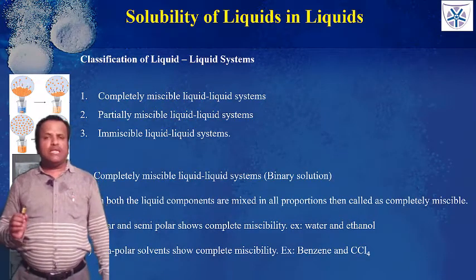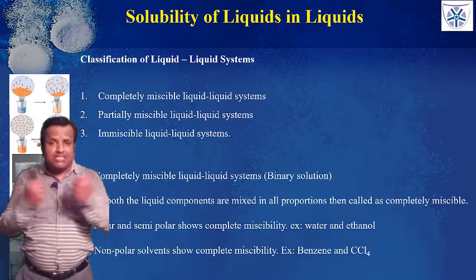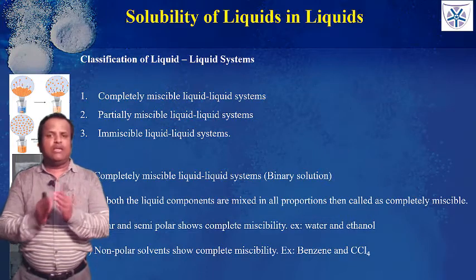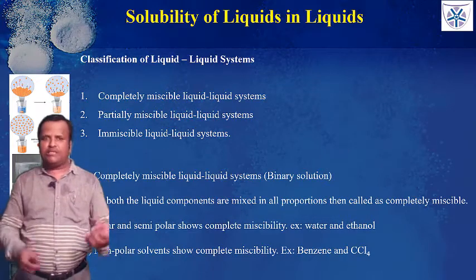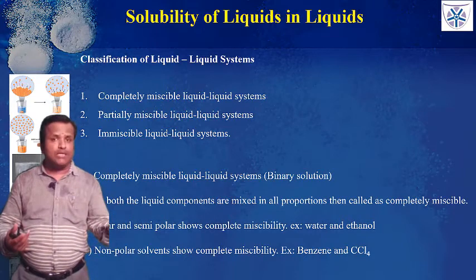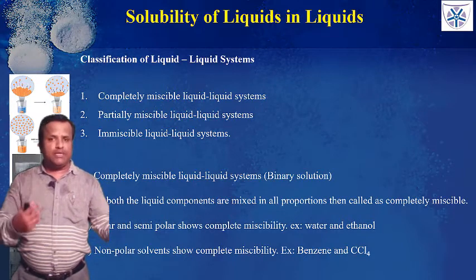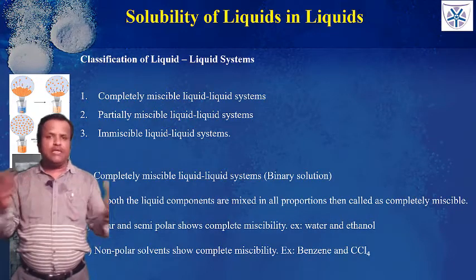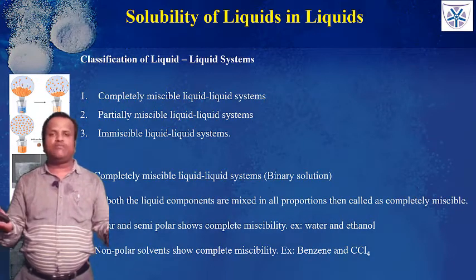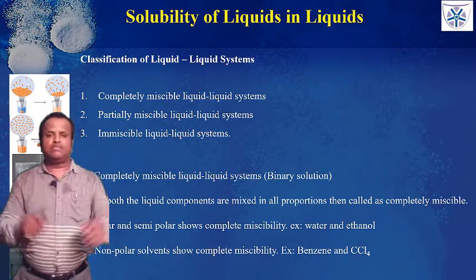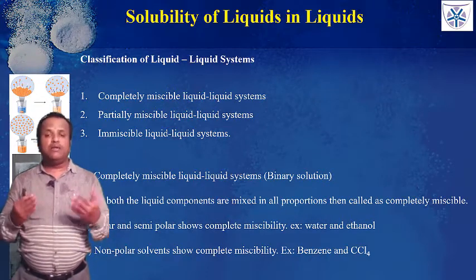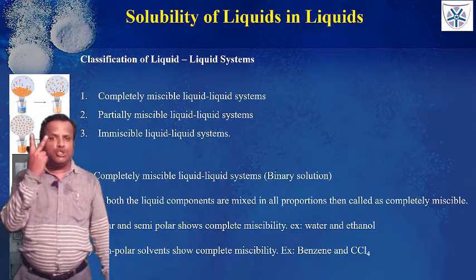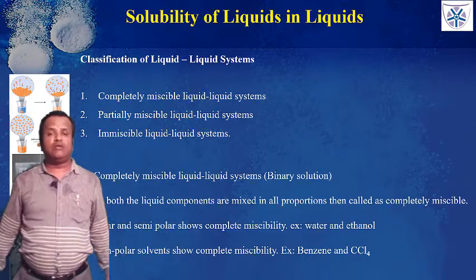Okay, we will look into more detail about the completely miscible liquid system. When both the liquid components are mixed in all proportions, it is called completely miscible. If I take 1% and 99%, or 95% and 5% of liquid A and liquid B, definitely it will mix completely. Any ratio, 50-50, 40-60, will be completely miscible. That is called a binary system. Binary means two liquids completely miscible.